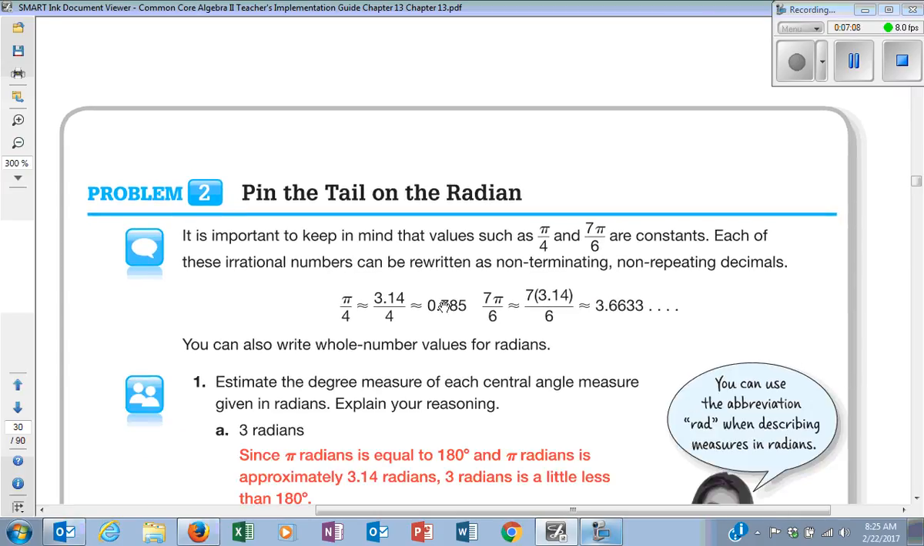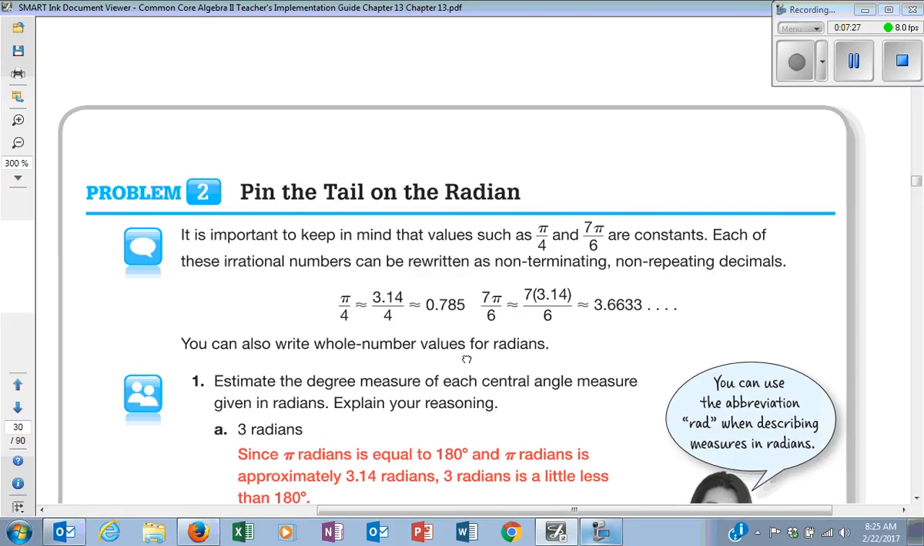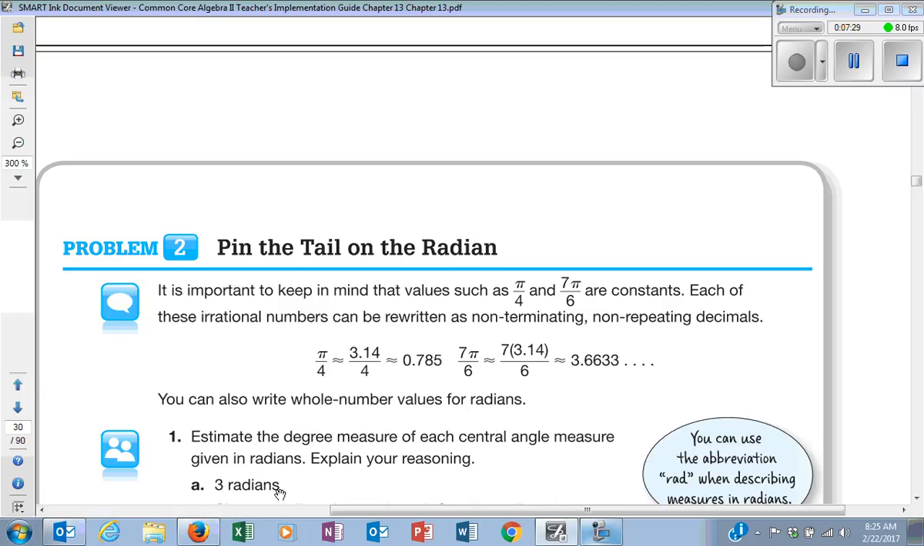Do you understand that when I say pi over 4, it really means 3.14 divided by 4? And so that really means that it's 0.785. Yes? Same thing with this. It means that I take 7 times pi, then divide it by 6. So what if they ask me to estimate? They want me to estimate the degree measure of the central angle if I'm given 3 radians.